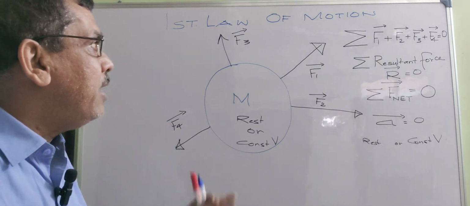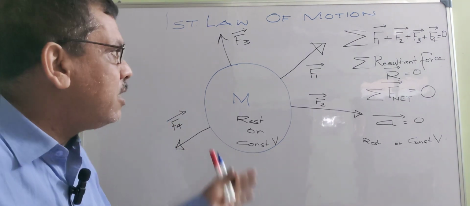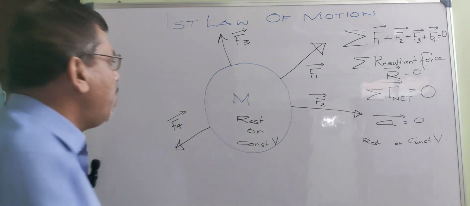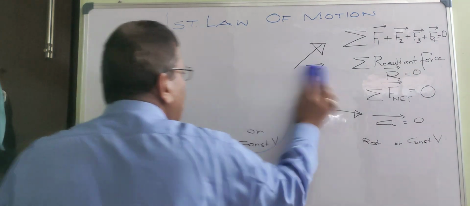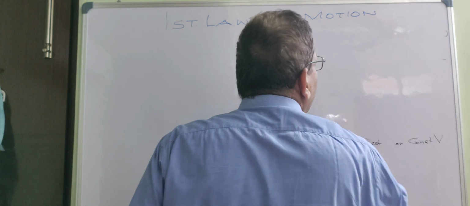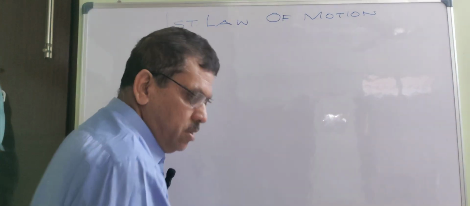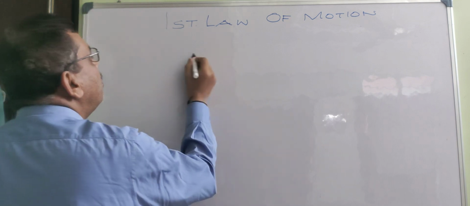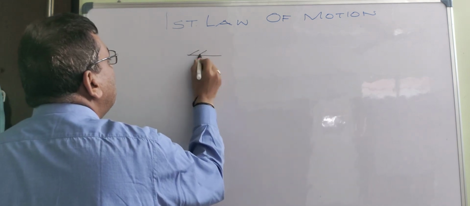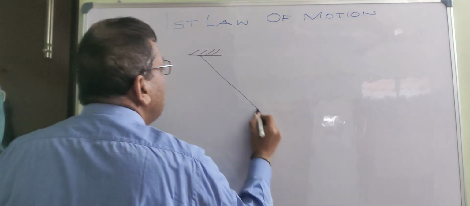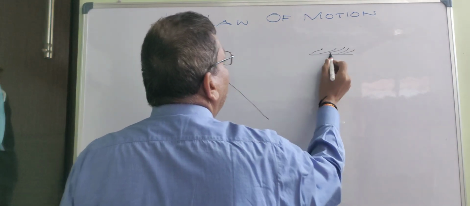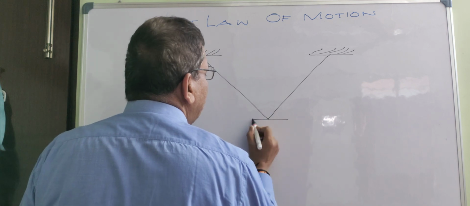Now how can you apply this first law? Let us see few examples. How can we apply it in problems, exercises, how can you do it? Let us take first example. Let us take two strings, right? Now these two strings are holding a mass, and a mass is attached here.